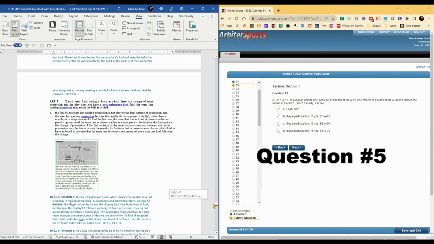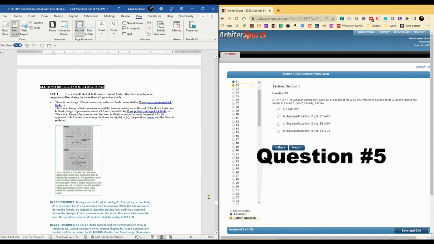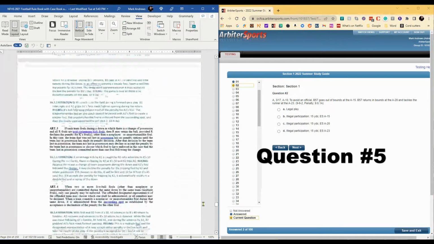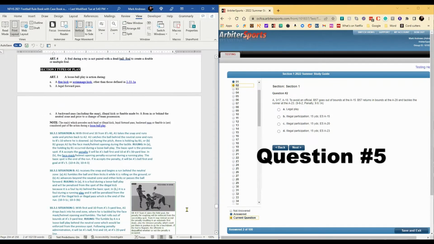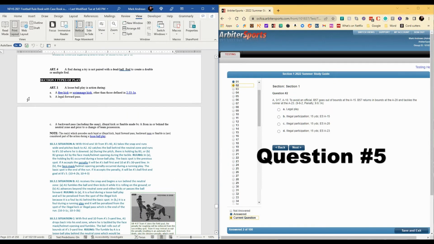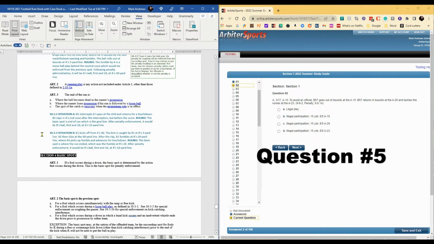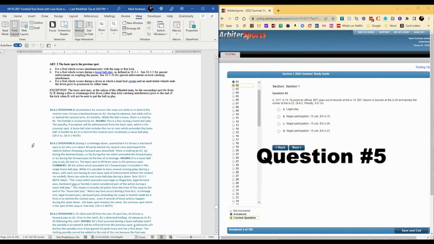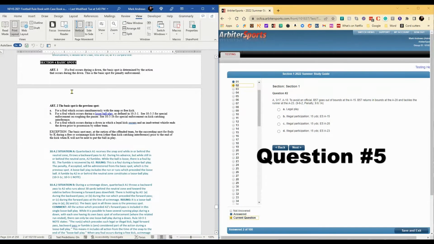I had this marked and I screwed up. Hang on, stay with me. Types of plays. Okay. A loose ball play. Okay, that I'm sorry. I'm going to cut this out. Okay, the basic spots.